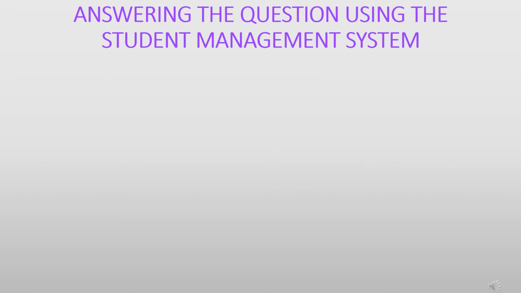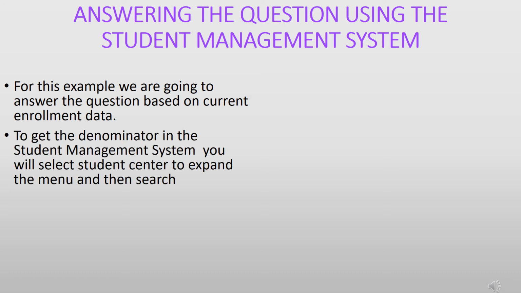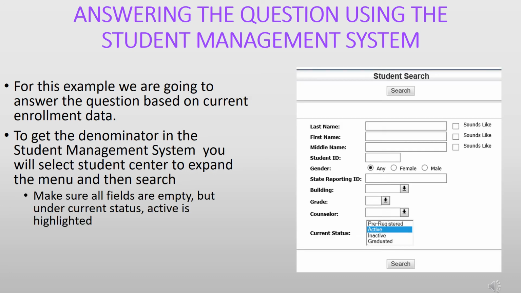Now answer the same question, but with a different count date using the student management system. For this example, we are going to answer the question based on current enrollment data for DeWitt School District. To get the denominator in the student management system, you will select Student Center to expand the menu and then search. Two tabs show up under Search, Quick Search and Advanced Search. We are going to use the Quick Search to get the total enrollment count for DeWitt School District. The picture on the right shows you the Quick Search screen. Make sure all fields are empty, but under Current Status, Active is highlighted.